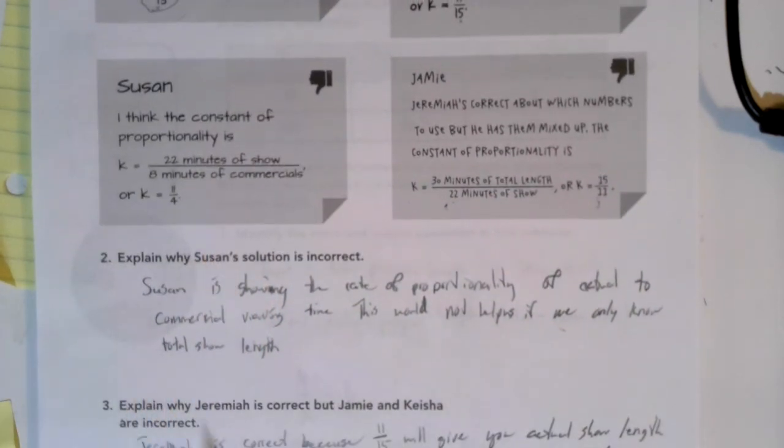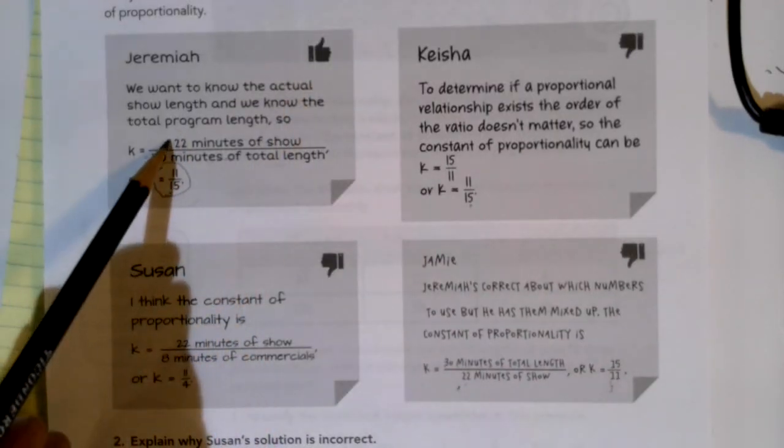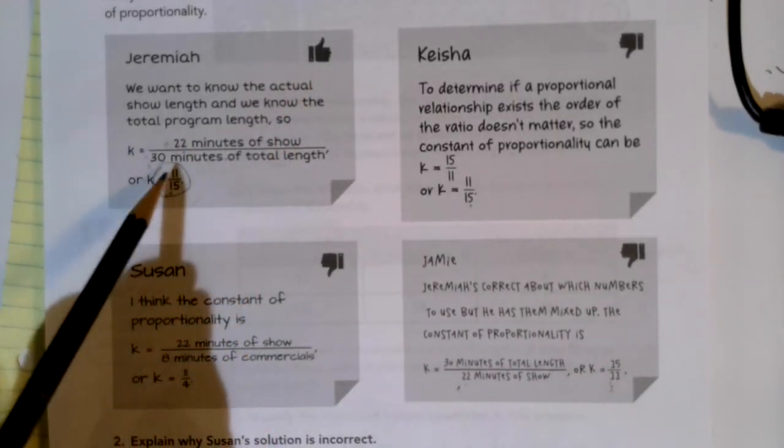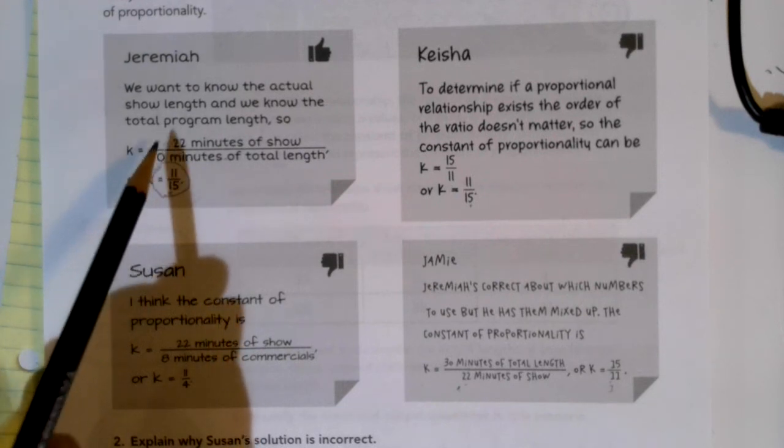That's not possible. Okay, so Jeremiah is correct because he has the actual show length on top and the total show length on the bottom, and then he can use that fraction or that constant to multiply against any total show length to get the actual minutes.